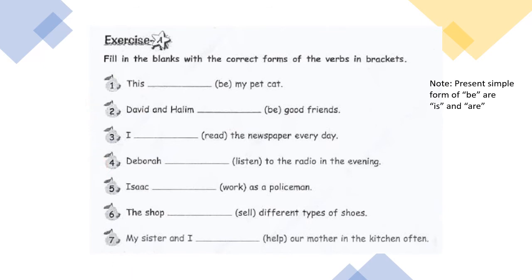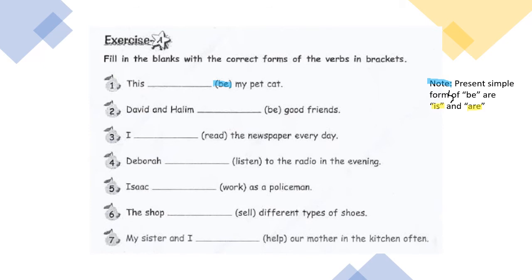Now, just now I mentioned "be," remember? So here is the word "be." Let me highlight it for you. I put a note here: the present simple forms of "be" are these two, "is" and "are." Sorry, there should be an S here, present simple forms. Sorry about that.